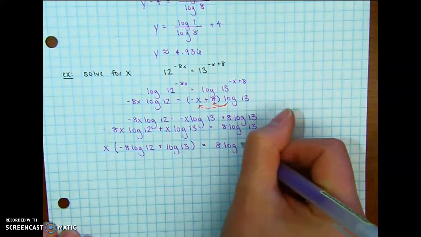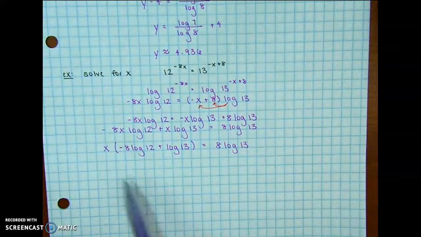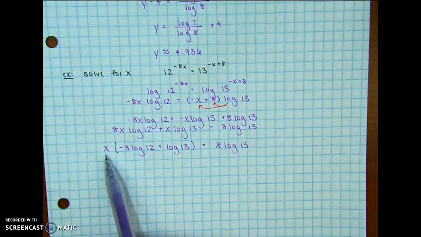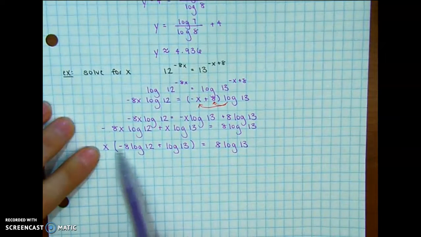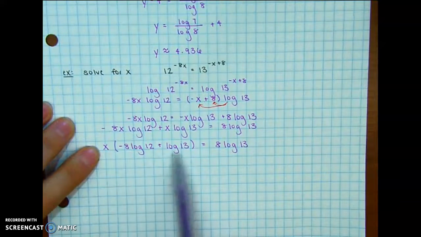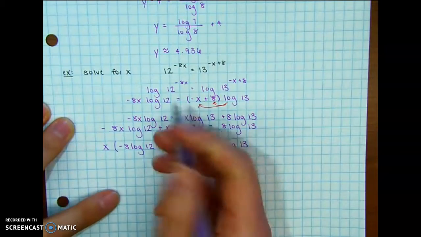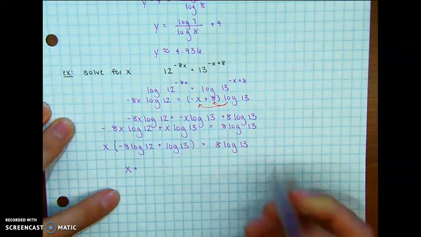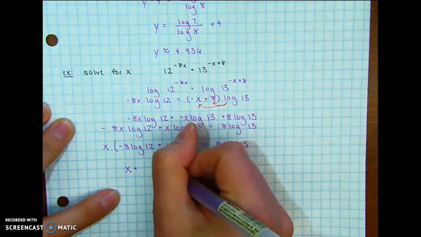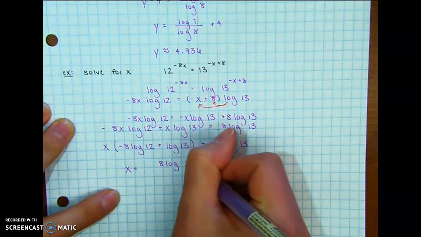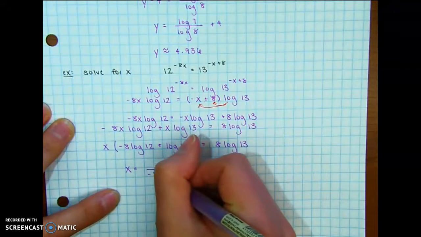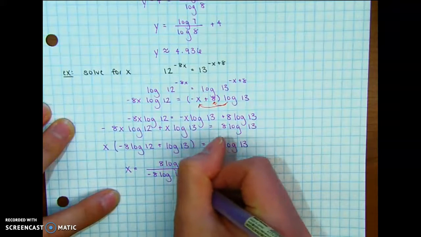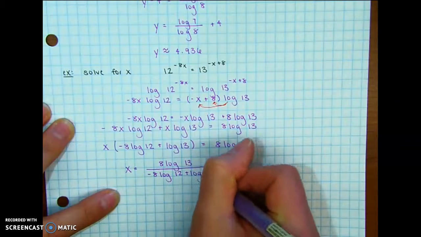And then bring down my right side. And now we've done it, right? We've got x completely by itself. Well, not yet, but almost, right? But we just have one x, and that's really nice. So now all we have to do to get x by itself is divide both sides by this, since this is being multiplied together. And we are left with x equals 8 times log of 13 divided by negative 8 times log of 12 plus log of 13.